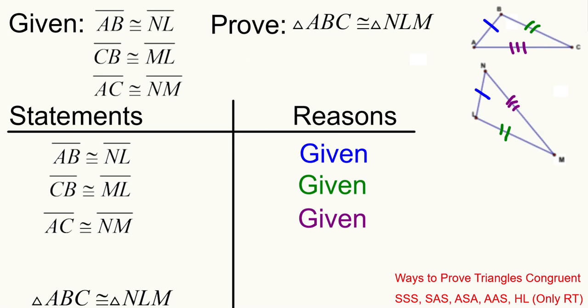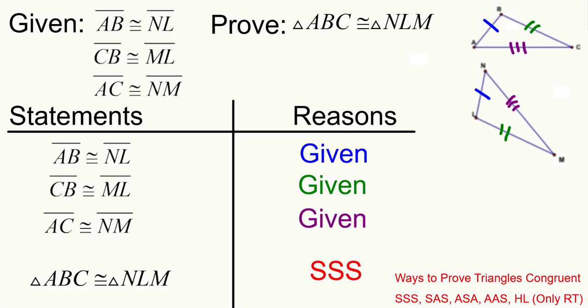Well, we can see that we have 3 pairs of congruent segments. And that's one of the ways to prove triangles congruent. That would be by side, side, side. So we have everything we need in this proof complete. We have our rationale, right? We know what we wanted to end with. We know what we started with to complete our proof.